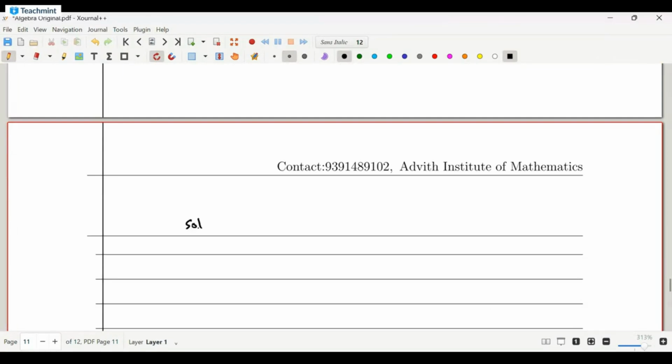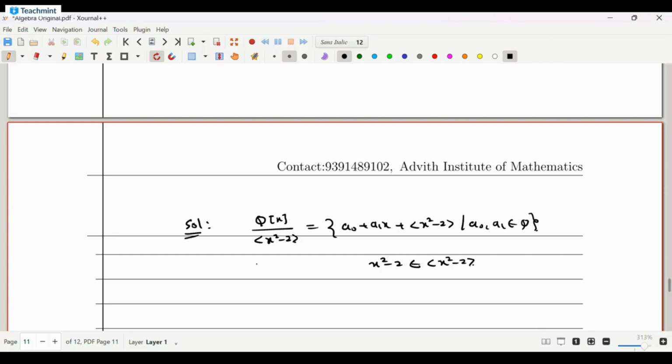So consider the quotient ring Q over X by the ideal generated by x square minus 2. So the ideal generated by the polynomial x square minus 2, which is equal to the degree one polynomials, a0 plus a1 of x plus the ideal generated by x square minus 2, where a0, a1 belong to Q. So which is the quotient thing, right? But we know that x square minus 2 belongs to this ideal generated by that element, right?